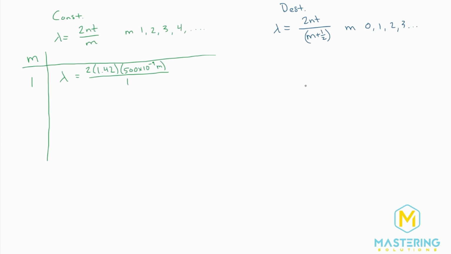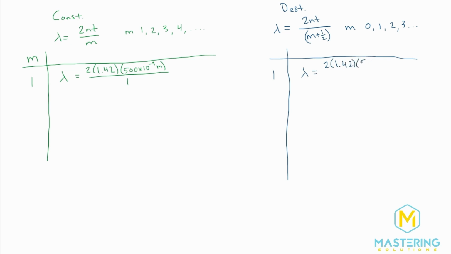Let's write the equation for destructive interference, and then we'll just use our calculator and just plug them in, changing the m values. So we have lambda is equal to 2 times the index of refraction, it's the same, the 1.42.